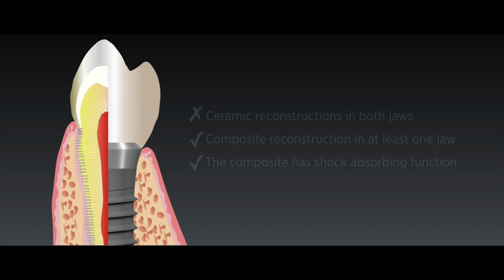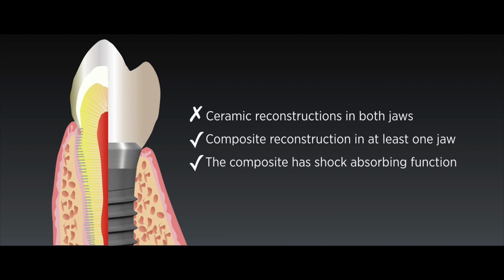The clinical implication is never to do ceramic reconstructions on both jaws. Do a composite reconstruction in at least one jaw instead. The composite has a shock-absorbing function. Compare when hitting two glasses into each other. If they are ceramic, they will break easier than hitting one ceramic and one plastic glass.